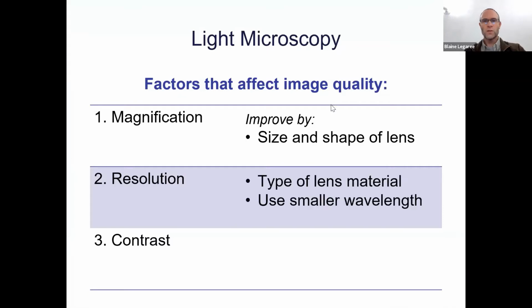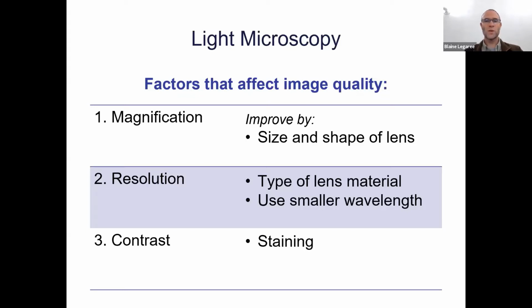So I kind of wanted to just recap what we discussed so far. We've been discussing light microscopes and some things we can do to improve our images. There were really three variables: magnification, resolution, and contrast, and different things you can do for each of these to help improve image quality. Magnification has to do with the type of lens you have, how thick it is and the shape of it. Bigger lenses equal better magnification.